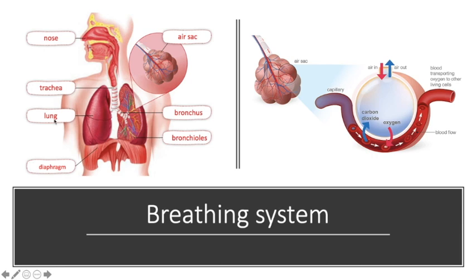So all these functions: the nose, the trachea and the lung, and inside the lung we've got the air sac. The air sac is where the gas exchange occurs. The oxygen will dissolve in the watery layer of the air sac, and then diffuse into the blood, or technically into the red blood cell in the blood. And then the carbon dioxide from the red blood cell will also diffuse back to the air sac.